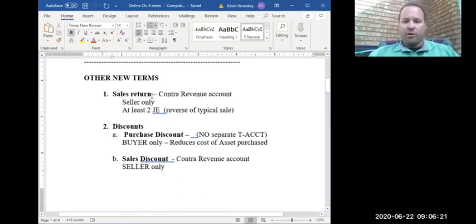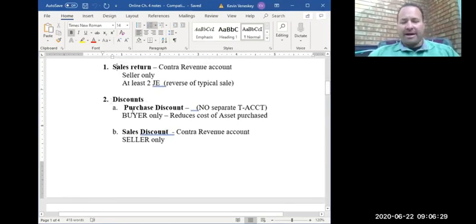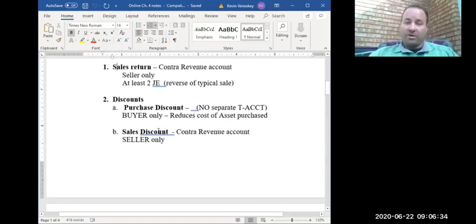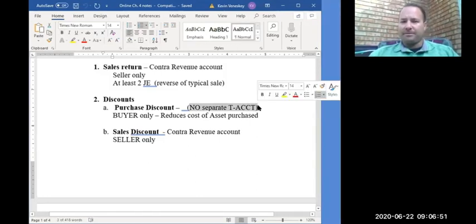But this is one of our new terms that you need to be aware of, our sales return as a contra revenue. Okay, another couple items we're going to have is discounts. We give a discount, or we can receive a discount if we make a payment early. And it just depends on what it's called, on who you are. If you're the buyer, we call it a purchase discount. Now, my note here is there's no separate T account called a purchase discount.